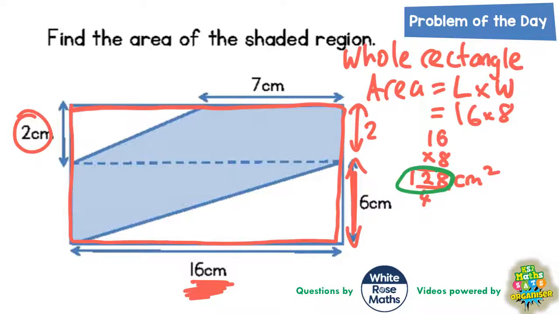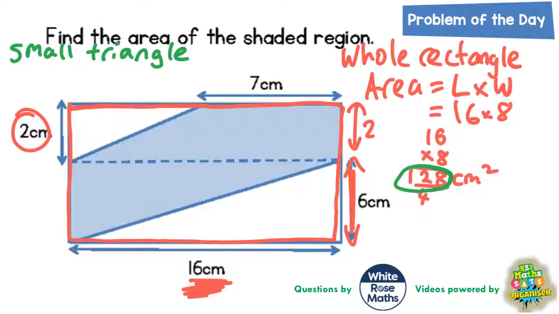Now, what we could do is imagine the area of the whole rectangle being 128 and cut off the area of this triangle and cut off the area of this triangle, and whatever's left would be the area of the shaded bit. So that's what we're going to do. We're going to subtract the areas of the two triangles. So what we need to know now is how to find the area of a triangle. Now, the area of a triangle is equal to the base times the height divided by 2. So we need to find what the base and height is of this triangle.